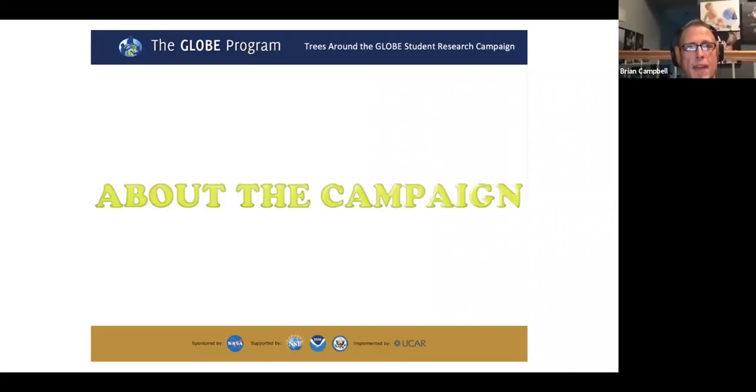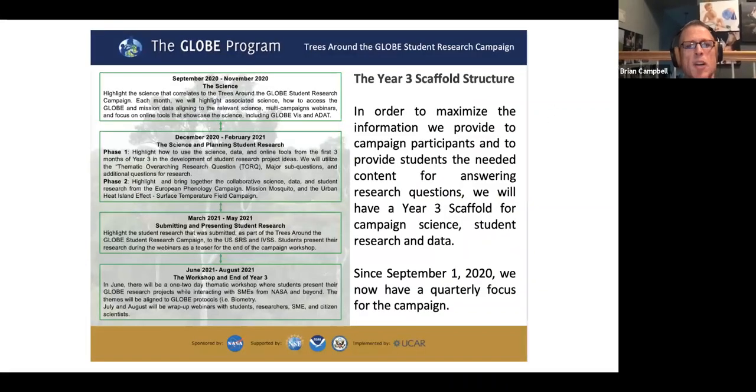All right, so a little bit about the campaign. What we're doing this year, we're in year 3 of the campaign, and we've created a scaffold structure where it's broken into quarters. The first one is we're front loading the science involved with the campaign, from tree heights to land cover to carbon cycle to greenings with green up and green down. And then the second quarter, from December through February, we're going to be focusing on taking that science and helping students plan research projects using that science that they've learned and that the educators have learned at the webinars during that first part of the campaign.